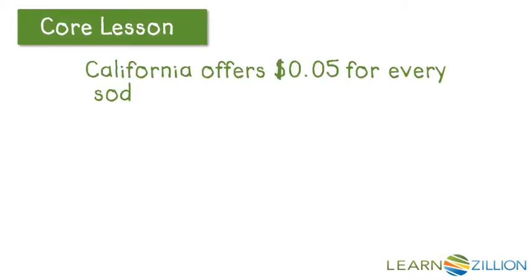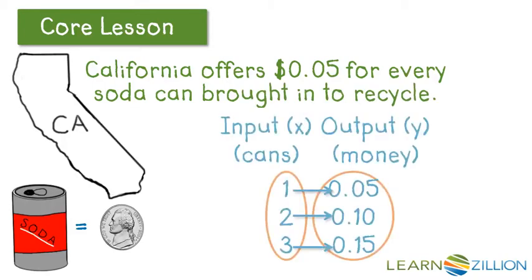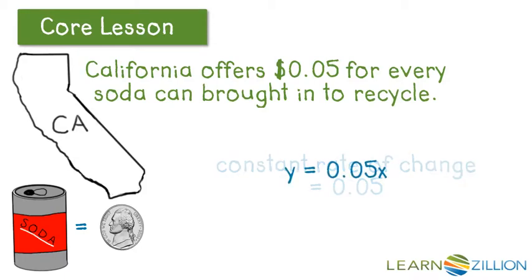Let's check a real example. California offers 5 cents for every soda can brought in to recycle. So if we let the cans be our x, our input, and the money be our output, we have 1 can is worth 5 cents, 2 cans 10 cents, 3 cans 15 cents. So the constant rate of change here is 5 cents. Every can you bring in, you get 5 more cents. So for an equation, it's y equals 5 cents times x.